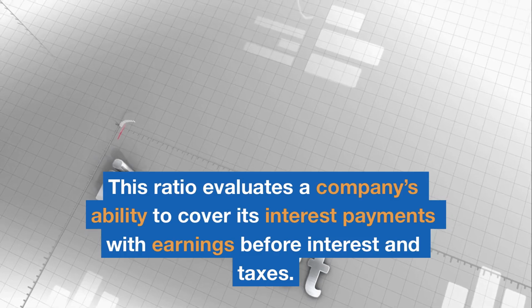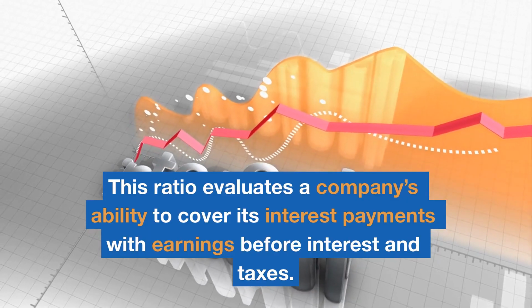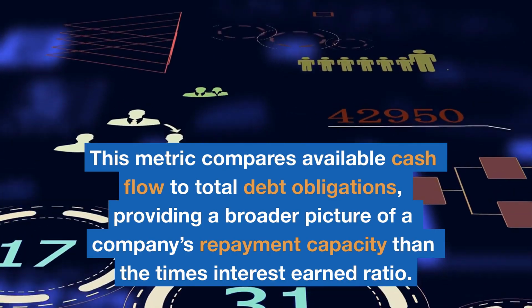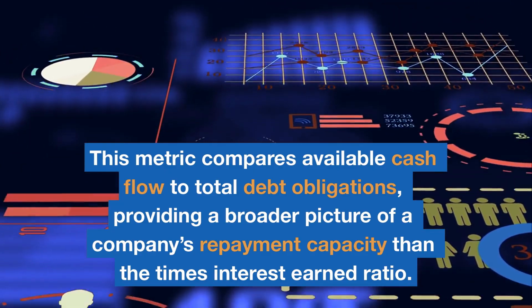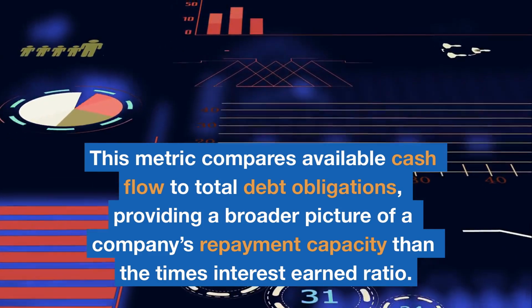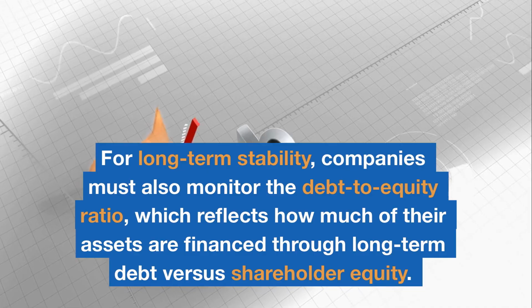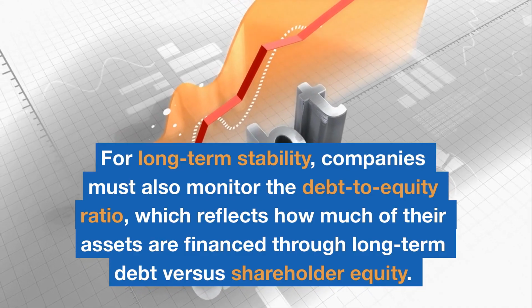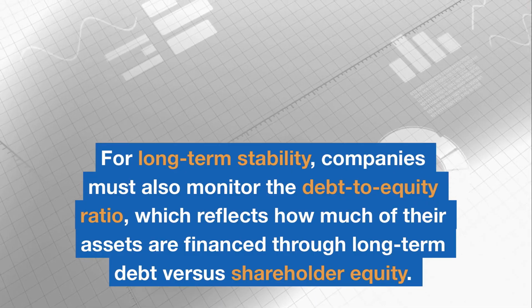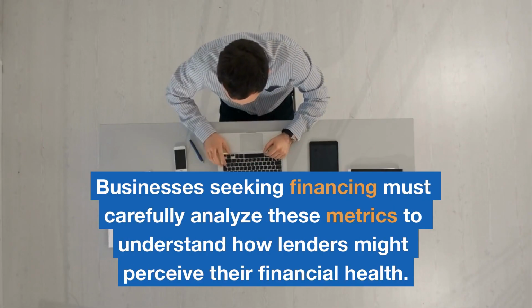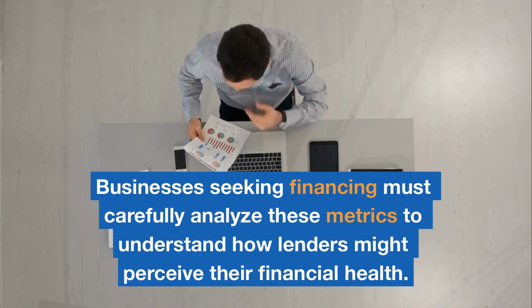This ratio evaluates a company's ability to cover its interest payments with earnings before interest and taxes. Debt service coverage. This metric compares available cash flow to total debt obligations, providing a broader picture of a company's repayment capacity than the times interest earned ratio. For long-term stability, companies must also monitor the debt-to-equity ratio, which reflects how much of their assets are financed through long-term debt versus shareholder equity. Businesses seeking financing must carefully analyze these metrics to understand how lenders might perceive their financial health.